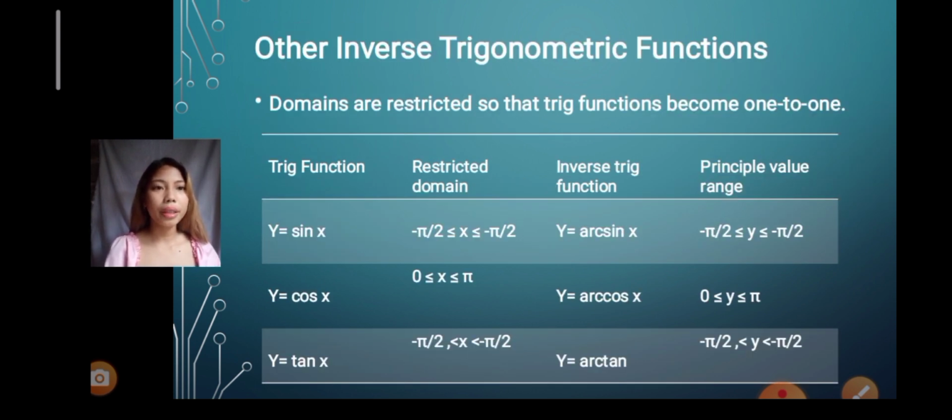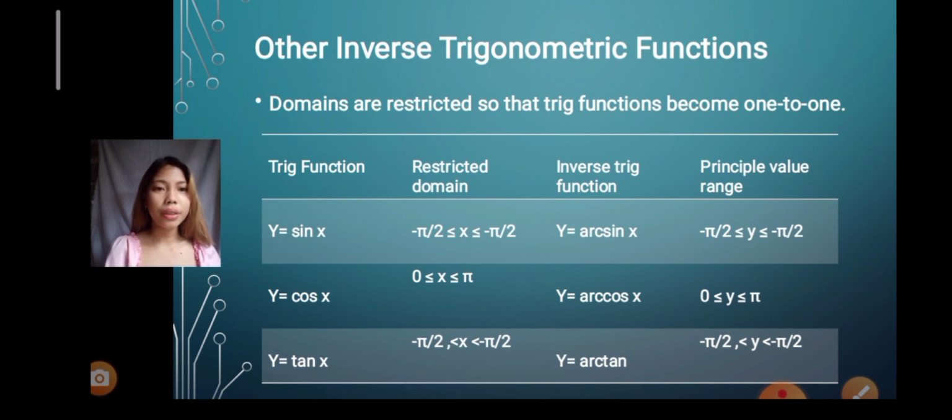For other inverse trigonometric functions, domains are restricted so the trigonometric functions become one-to-one. For the trigonometric function y equals sin x, our restricted domain is -pi over 2 to pi over 2. For our inverse trigonometric function y equals arc sin x, our principal value range is -pi over 2 to pi over 2.